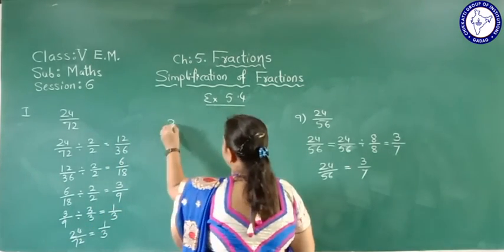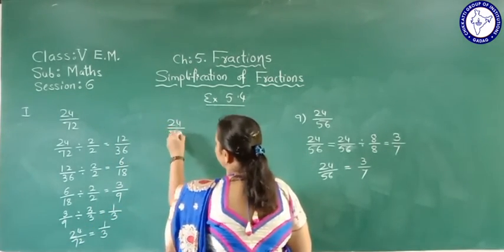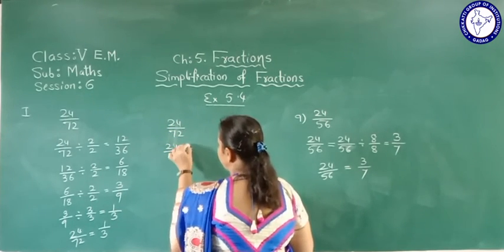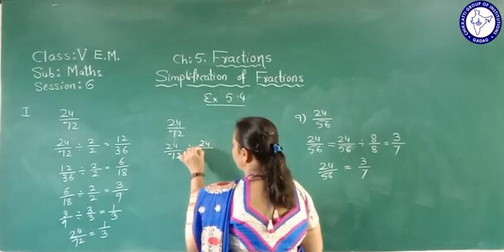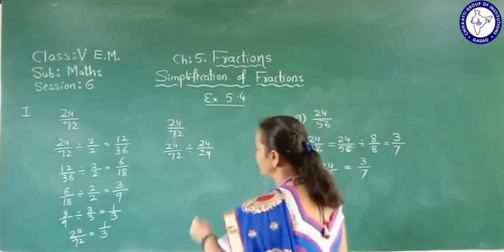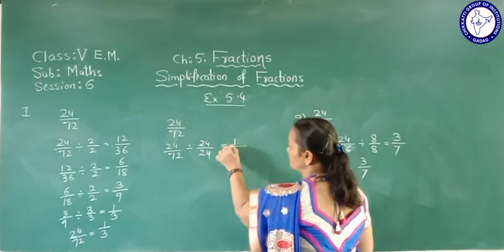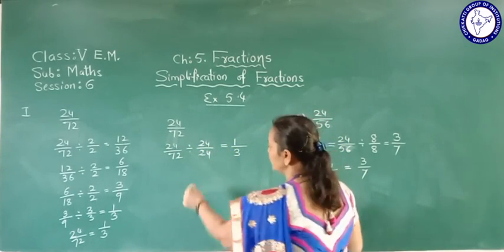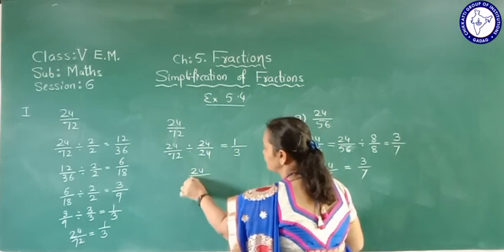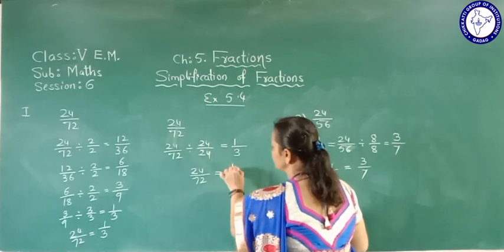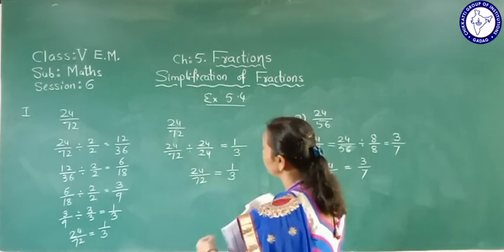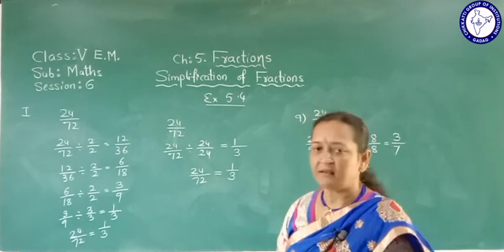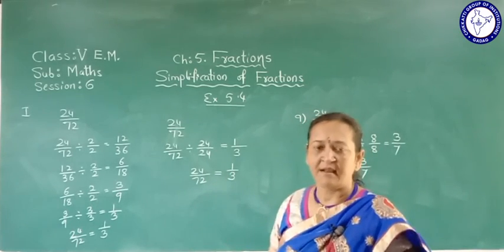Or directly you can do 24 by 72. 24 by 72 divided by 24 by 24, the same number. Then 24 ones are 24 and 24 threes are 72. So here 24 by 72 is equal to 1 by 3. And here we completed fractions. So children, complete your notes properly and be safe at home.